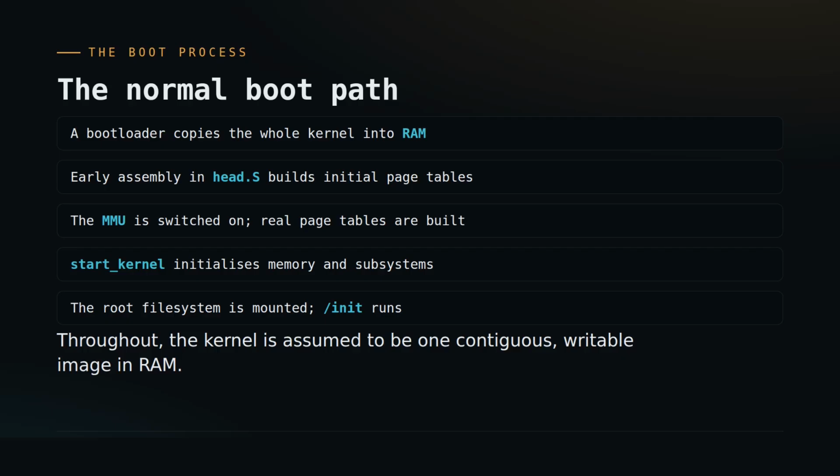Normally, a bootloader copies the whole kernel image into RAM and jumps to it. Early assembly code sets up initial page tables. It turns on the memory management unit. The kernel then builds its real page tables. It initializes memory. It mounts a root file system. Then it runs the first user space process. That process is called init. Throughout all of this, the kernel is assumed to be one contiguous writable image in RAM.